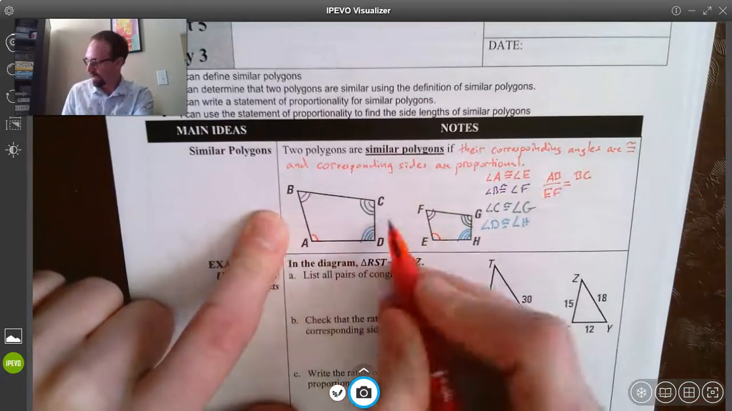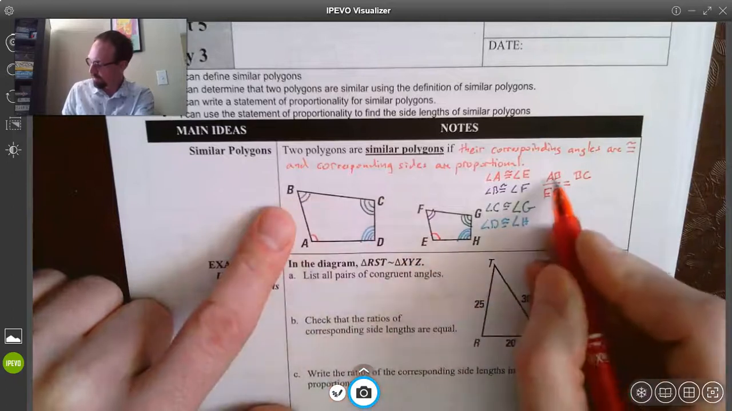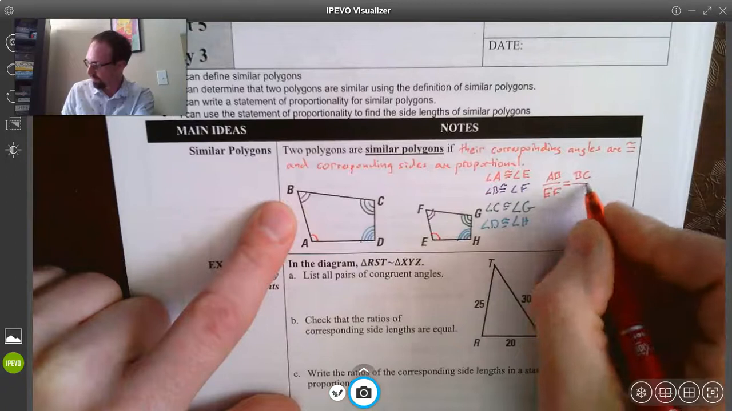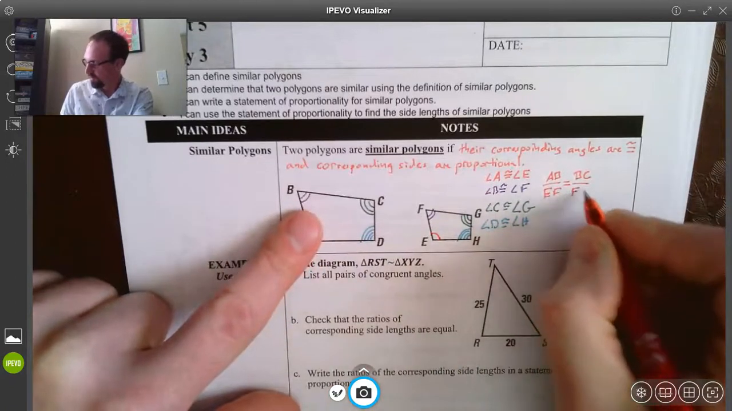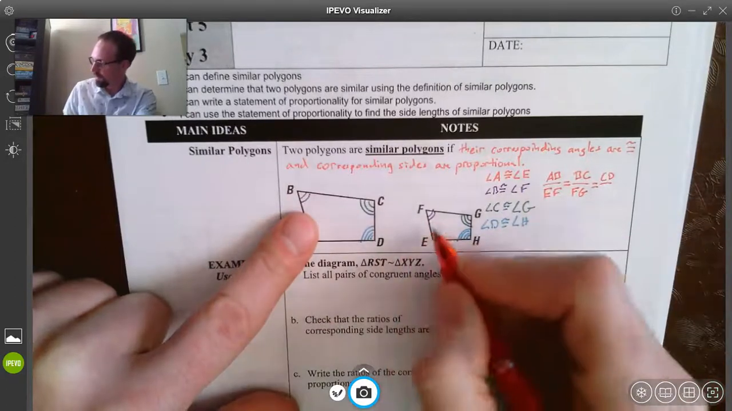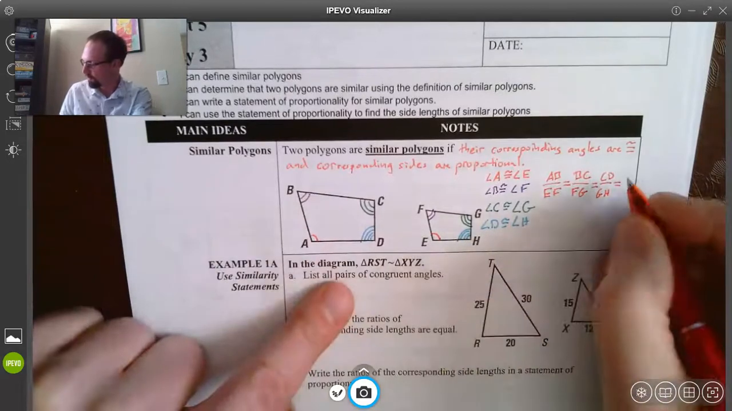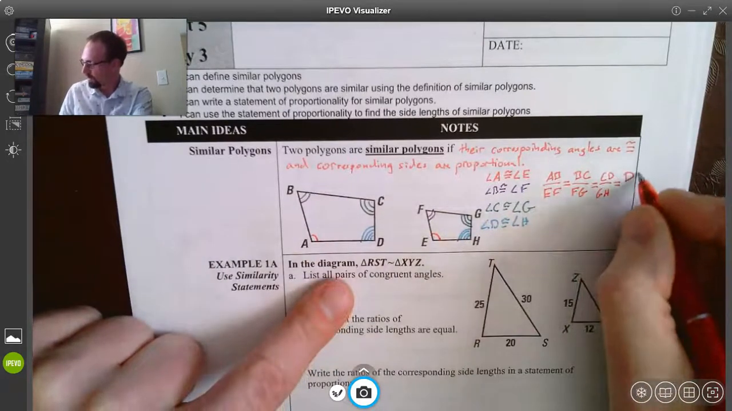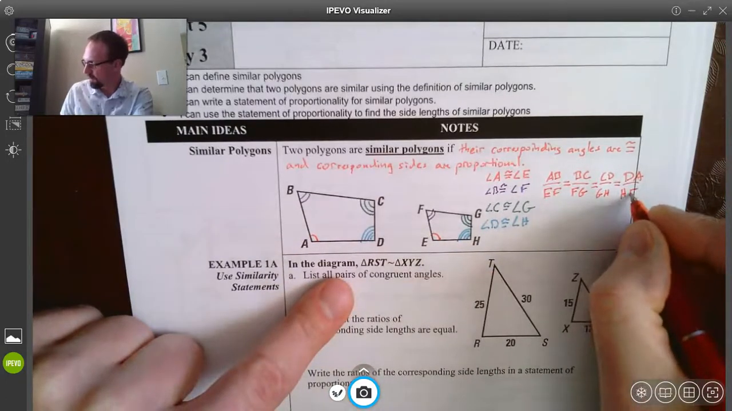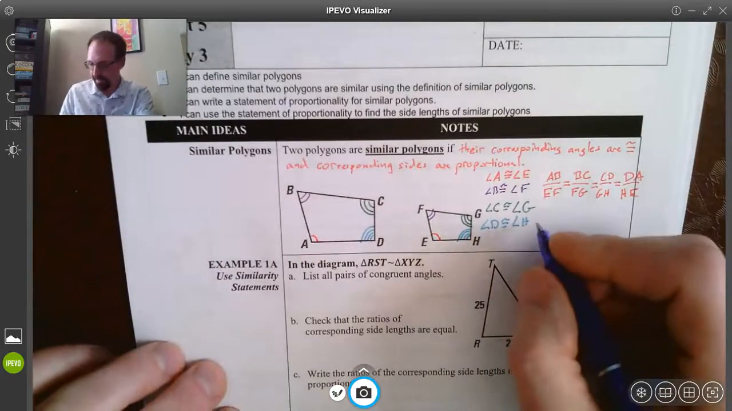So I'm checking. You'll see that when I do this, I did A to B first, A to B here. So for the second proportion, it starts here, B to C over F to G. And then C to D over G to H. That proportion has to be equal to the last one, and equal to D to A over H to E. You see I'm just following around this polygon shape. So if all of that's true, then we can say that these two polygons are in fact similar.